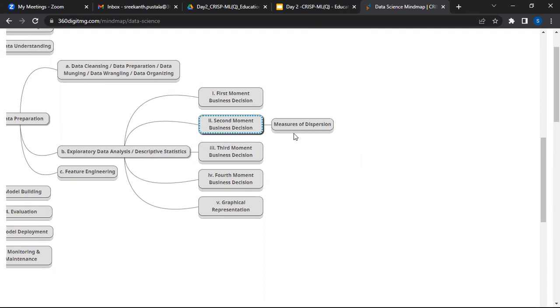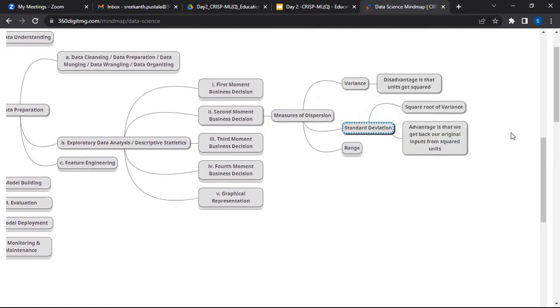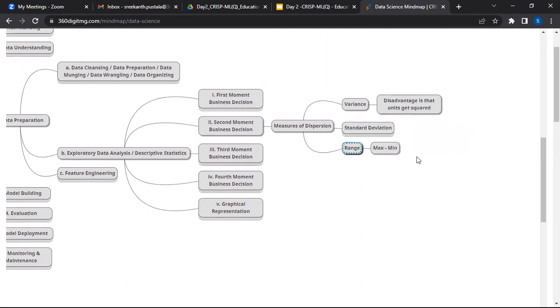The second moment business decision is called measures of dispersion. We have variance, standard deviation, and range. Variance has the disadvantage that units get squared, so we take the square root of variance, which is the standard deviation. The advantage is that we get back our original units. Range is maximum minus minimum.